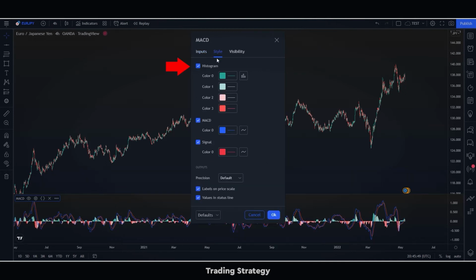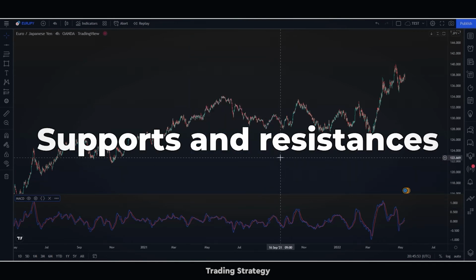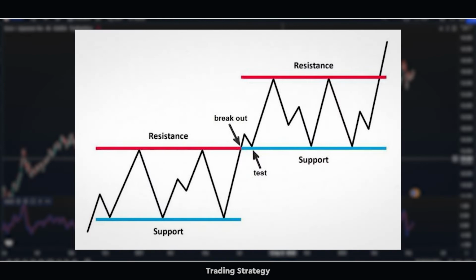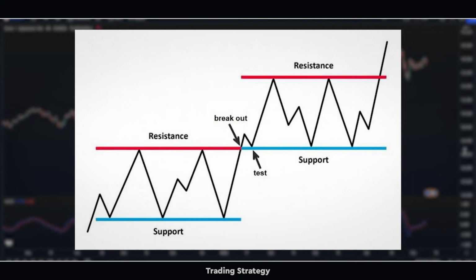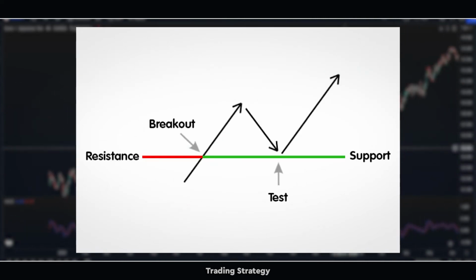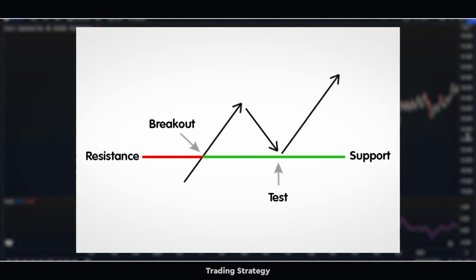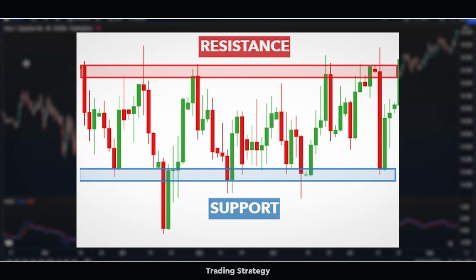After adding the MACD indicator, we will have to mark with a red line all the most relevant supports and resistances that we see. In case you don't know what support and resistance are, support is a price level where a downtrend can be expected to pause due to a concentration of demand or buying interest. As the price of assets or securities drops, demand for the shares increases, thus forming the support line. Meanwhile, resistance zones arise due to selling interest when prices have increased.